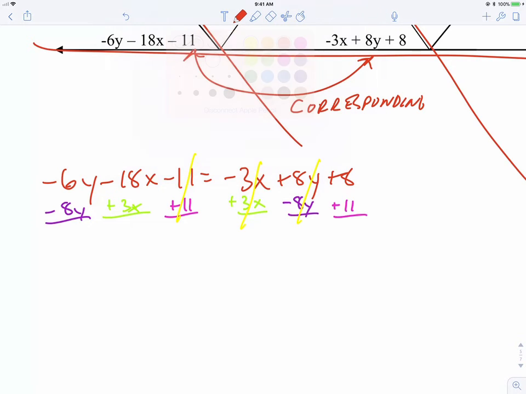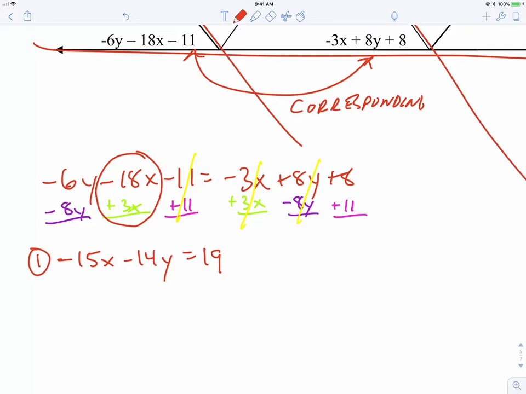So what's left is negative, let's put the x's first. We like to do the x's first. So we'll do the negative 18x plus the 3x. So we get negative 15x. Now I'll do the y's next. Negative 6 minus 8 is negative 14y equals, that stuff cancels, and 8 plus 11 is 19. There's our first equation.